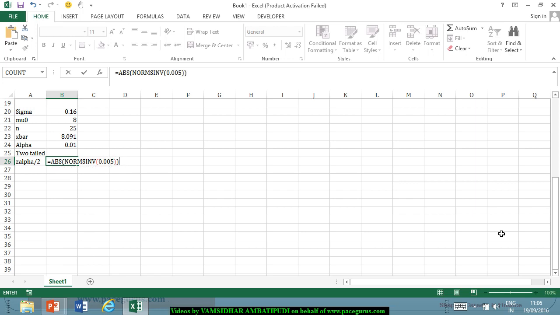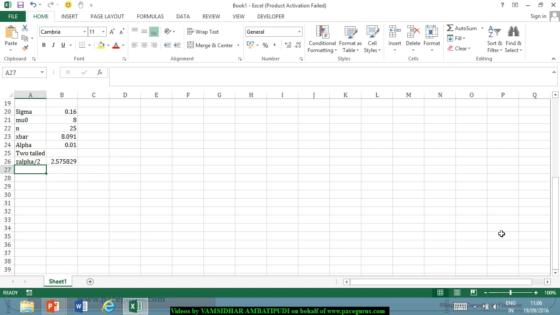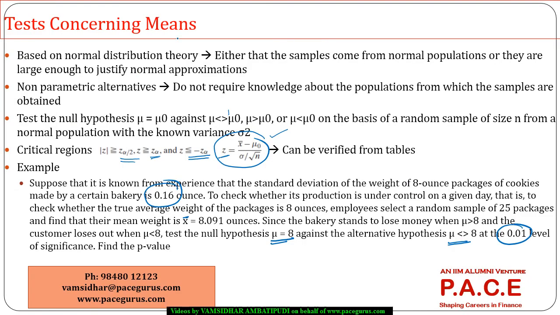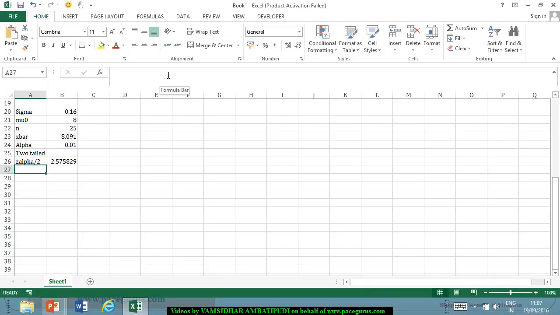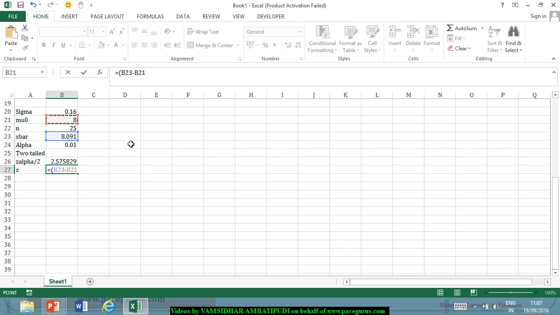So my Z alpha by 2 is 2.57. So what do I want now? Whatever is my mod Z value that I am computing. Now let me compute my Z value also. What is the Z value that comes out? X bar minus mu divided by sigma by root n. Sigma by square root of n.